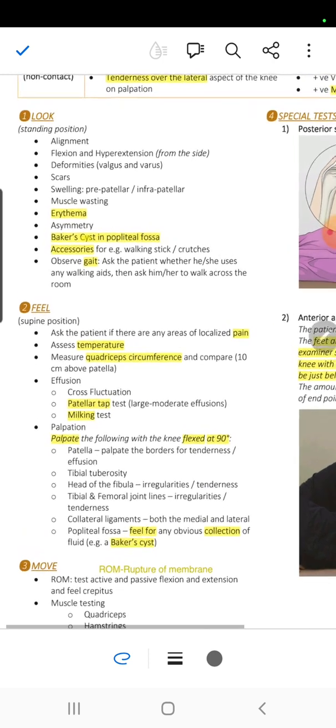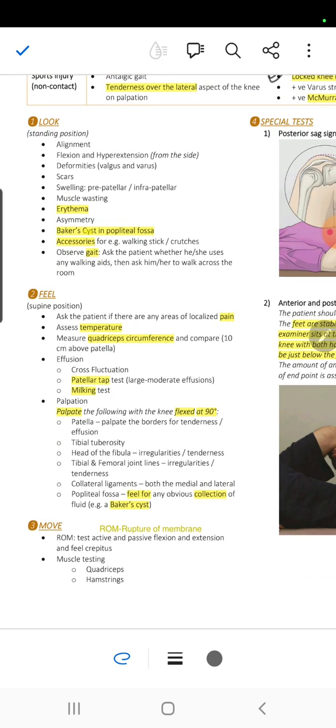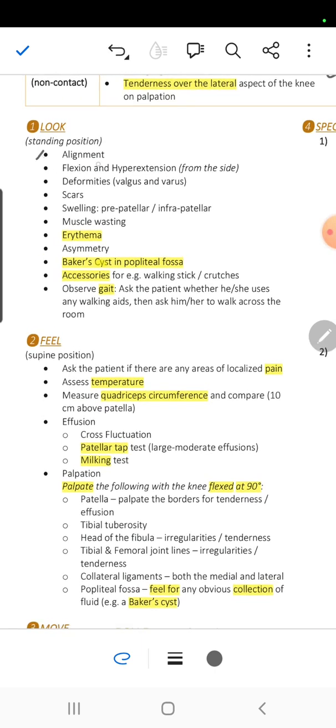Now in the inspection part, we'll check the alignment, and we'll check for flexion and hyperextension. From the side, we'll check for deformities, scars, swelling, prepatellar and infrapatellar swelling, muscle wasting, erythema, asymmetry, and Baker's cyst in the popliteal fossa. For that we have to make the patient prone to check the popliteal fossa. Along with that we have to check if the patient is using any crutches or walking stick. Then gait, very essential, very important.